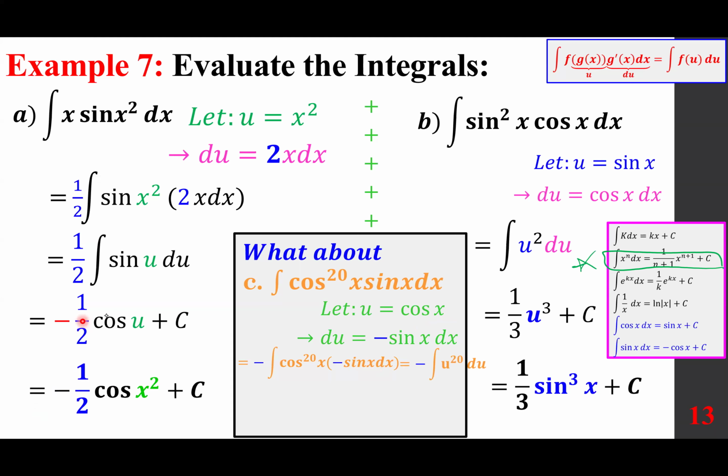Negative remains. 1 over 21 u to the power of 21 plus a constant. And u is replaced with cosine. We get negative 1 over 21 cosine to the power of 21x plus a constant. If you differentiate, you get this one without the dx.